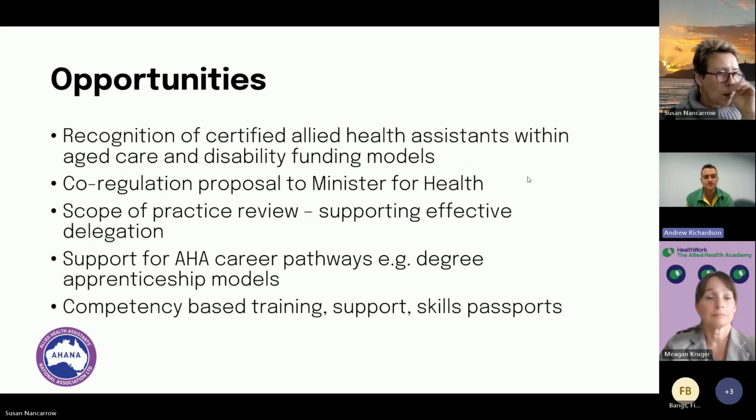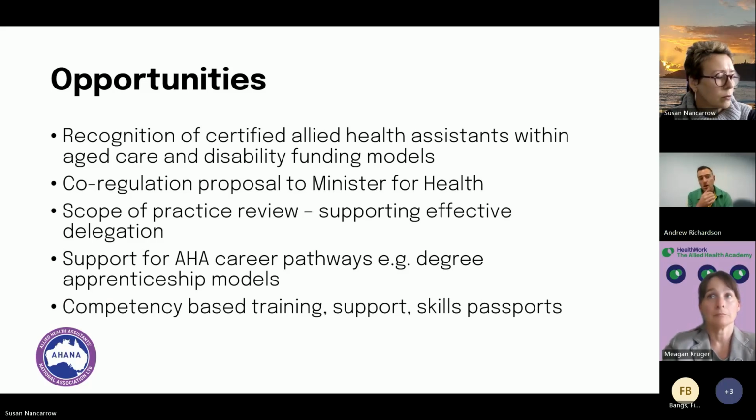Next slide, please. So the opportunities that we've been trying to create as the National Association: we're recognising certified allied health assistants within aged care and the disability funding models. We submitted a co-regulation proposal to the Commonwealth Health Minister to try and advocate for AHAs and give them access to fee-for-service funding.